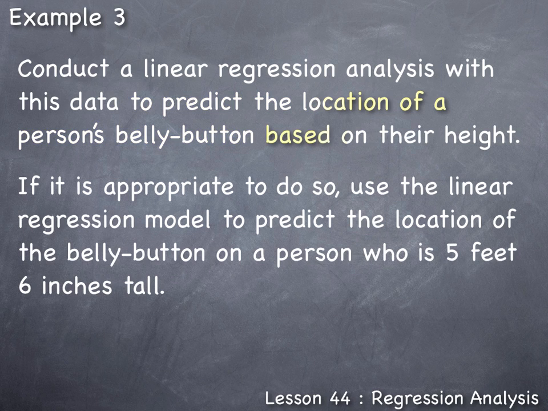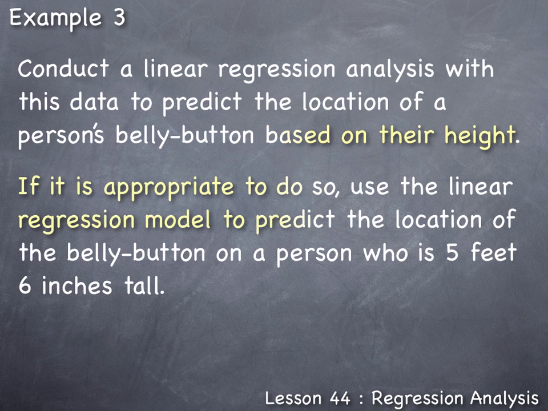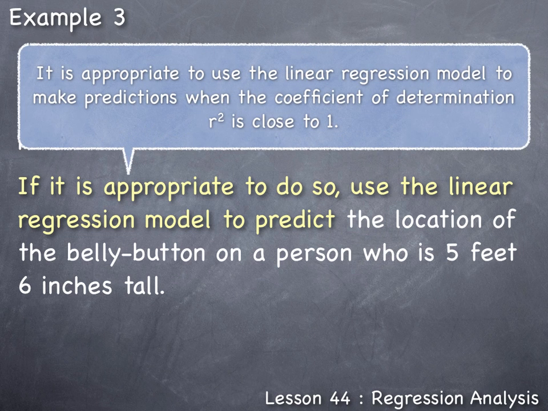Now this prediction is going to be based on their height. And the variable in the linear regression model that we base the prediction on, called the predictor variable, is denoted by the letter x. So in this regression, we're going to base our prediction on x equals their height. So, if it is appropriate to do so, we will use the linear regression model to make a prediction. It is appropriate to use the linear regression model to make predictions when the coefficient of determination r squared is close to 1.